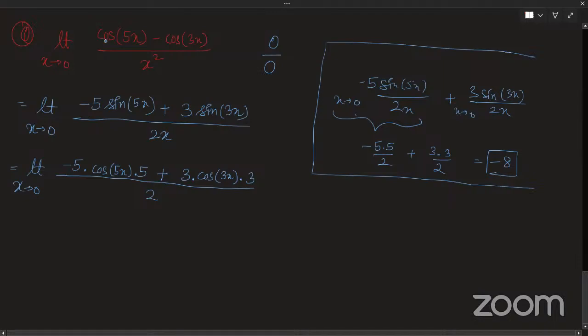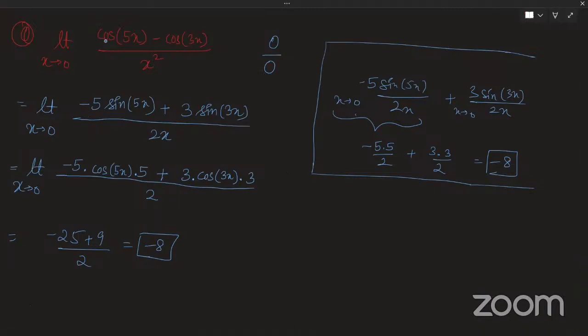So now you can just evaluate it. It is not an indeterminate form anymore, right? It is a determinate form. You can just directly put in your values and calculate it. So cos of 0 is 1. So it will again become minus 25 plus 9 whole divided by 2. So again minus 8. You will get your answer again, right? Yes, sir. Okay.